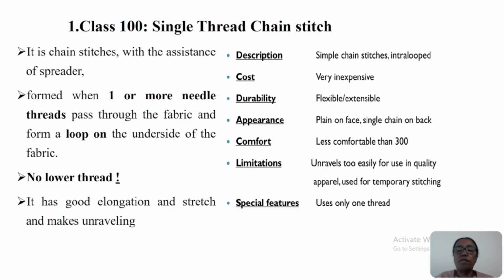Limitation: unravels too easily for use in quality apparel. Used for temporary stitch. This stitch type is used for apparel temporary stitch, like basting. A special feature: uses only one thread. This stitch type has its feature of using only one thread.